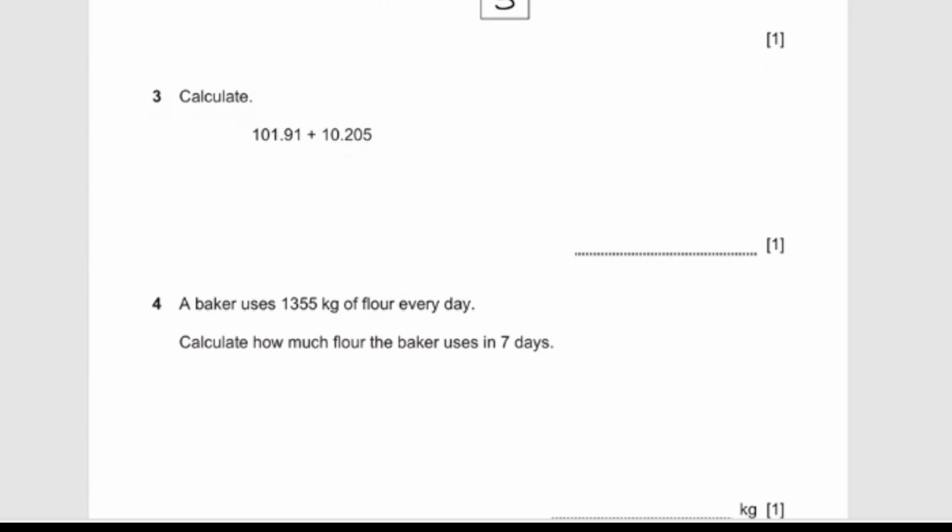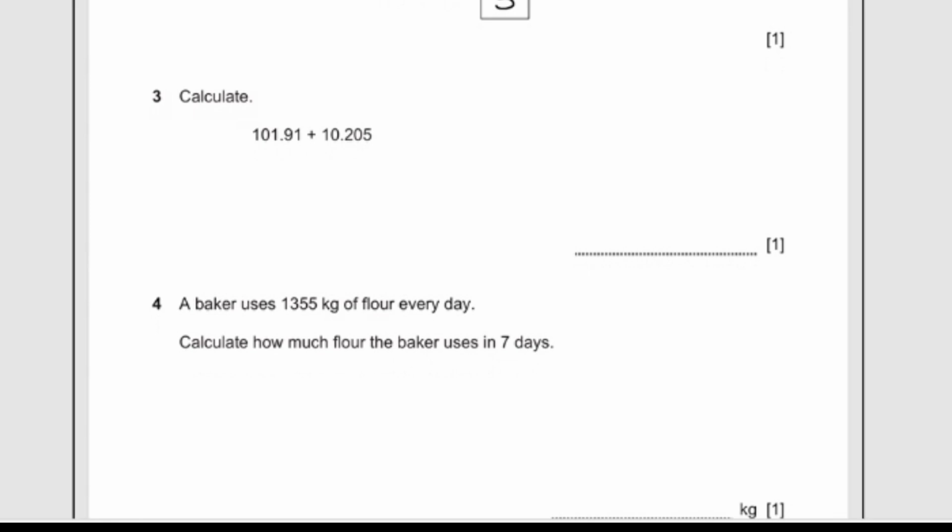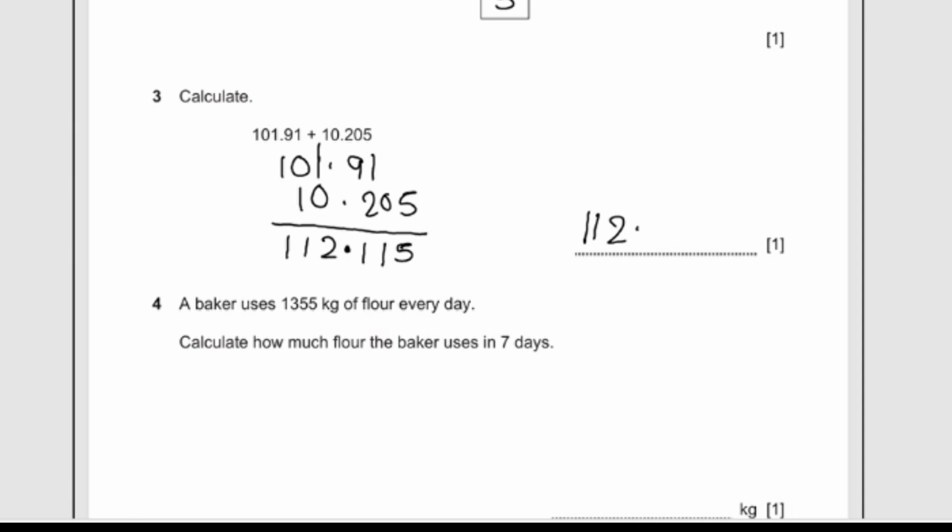So here the next question is addition again, for decimals. So remember to write hundreds, tens, ones at their normal places. Don't miss out any place value. If you miss out any place value, your addition will be incorrect. So just add the numbers and you get the answer 112.115. It's a simple one. If you write the proper place values, you will get the correct answer.